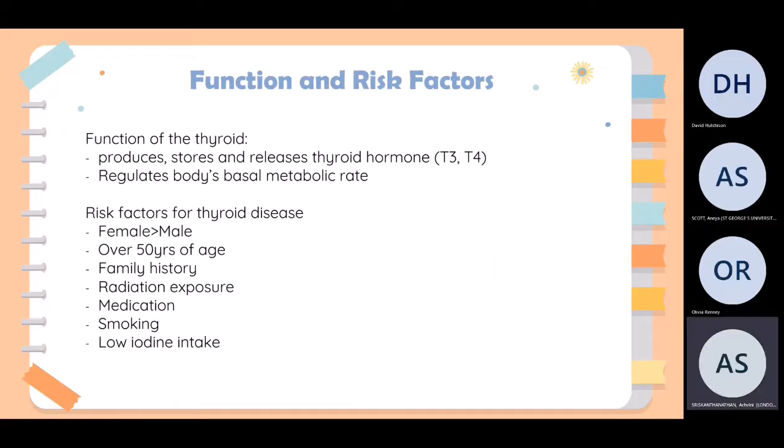Okay, so just going over some of the functions and risk factors for thyroid. The function of the thyroid is to produce and store the thyroid hormones, your T3 and T4. T3 is your active form, but T4 is the most abundant, so it's usually kept as its inactive form. It regulates your basal metabolic rate.